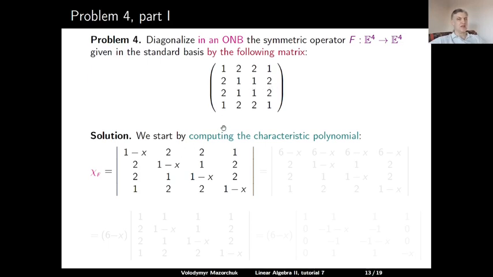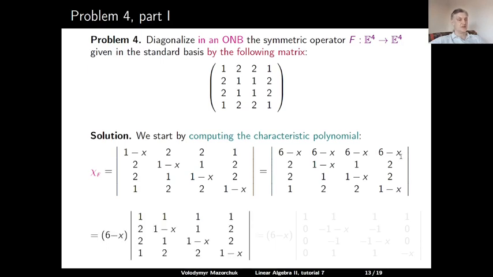In this case, we add all rows of our matrix to row 1. And then row 1 becomes 6 minus x, 6 minus x, 6 minus x, 6 minus x. And then we can take out the 6 minus x from row 1, and row 1 becomes 1, 1, 1, 1. So now we can use this 1 in position 1, 1 to kill 2, 2, and 1 in the first column. This doesn't affect the determinant. So we subtract row 1 from row 4, and we subtract twice row 1 from rows 2 and 3.